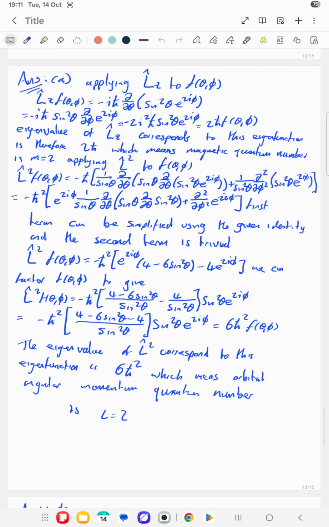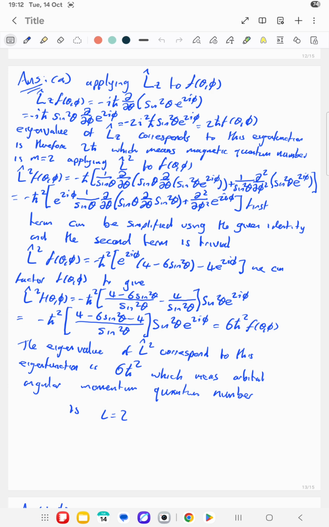Now, going on to the answer. A, applying Lz to the function gives 2 h bar times the function. So the eigenvalue of Lz corresponding to this eigenfunction is therefore 2 h bar, which means the magnetic quantum number is m equals 2. Now applying L squared to the function gives you this. The first term can be simplified using the given identity, and the second term is trivial. So we end up with 6 h bar squared multiplied by the function.